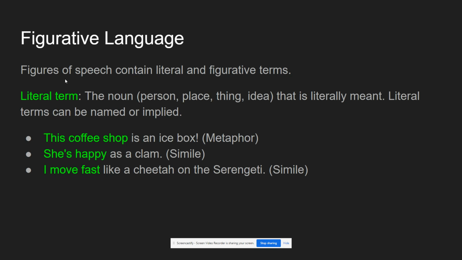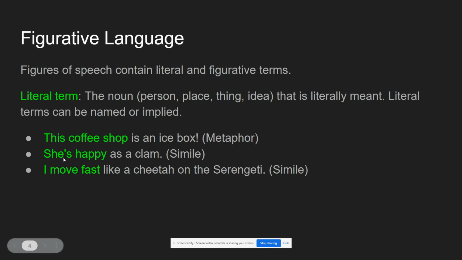So in the metaphor, this coffee shop is an icebox. You are probably remarking that the coffee shop is very cold, but it is not literally an icebox. It is, however, literally a coffee shop. So the literal term is the thing that is real in the comparison.